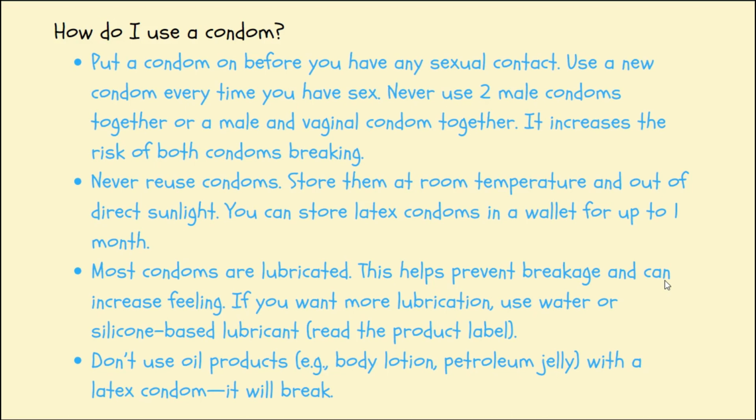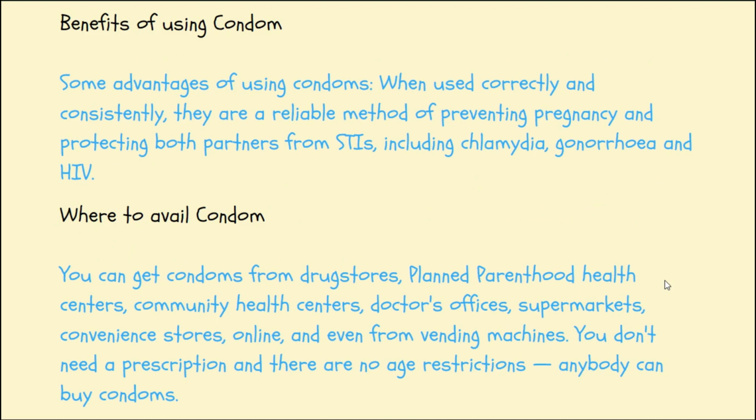So, how do I use a condom? First, put a condom on before you have any sexual contact. Use a new condom every time you have sex. Never use two male condoms together, or a male and a vaginal condom together. It increases the risk of both condoms breaking. Next, store them at room temperature and out of direct sunlight. You can store a latex condom in a wallet for up to 1 month.